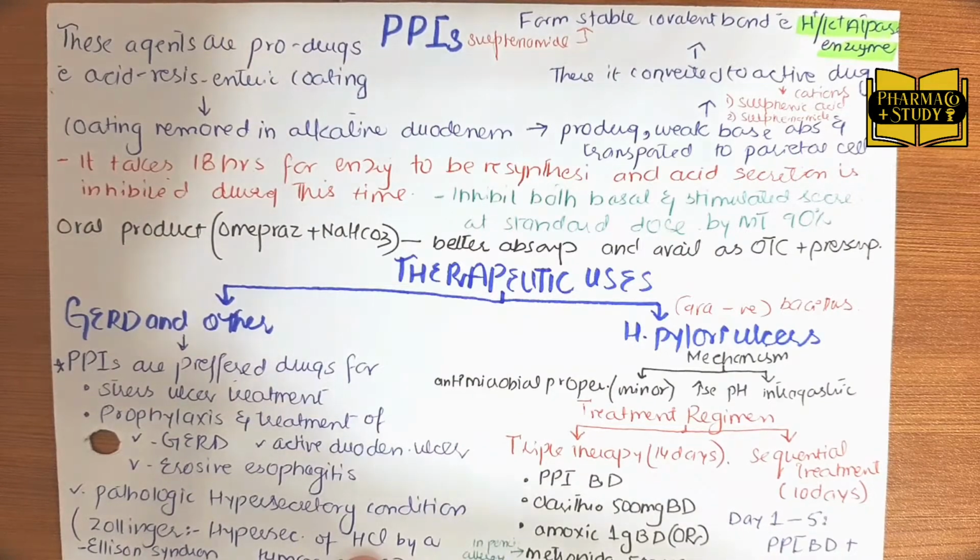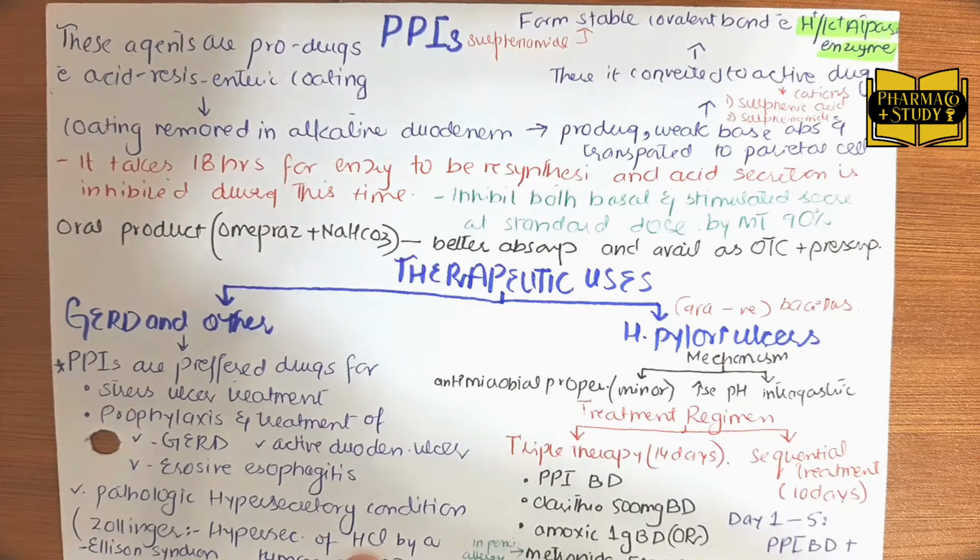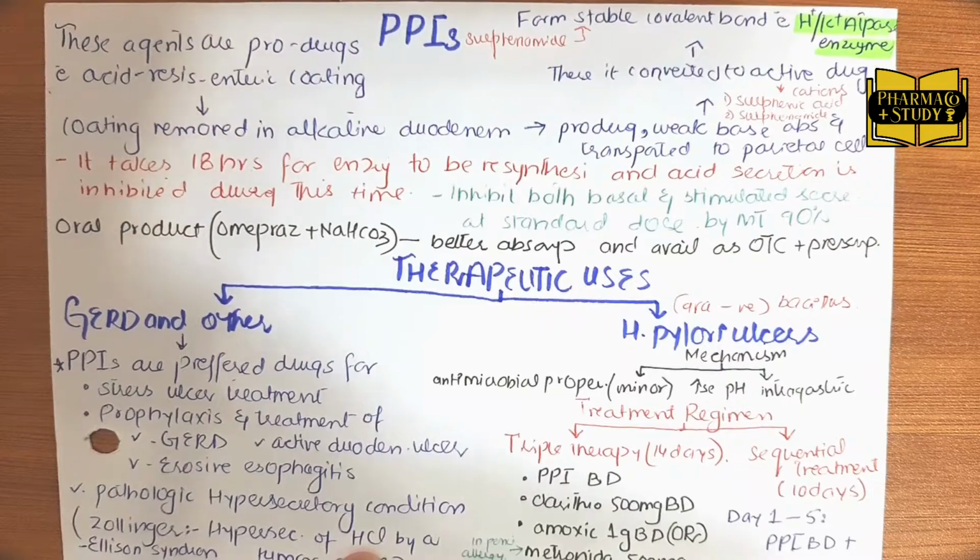As you all know, we have started the series on the gastrointestinal tract, and we have already completed the classification and the detailed topics of the antacids and H2 receptor antagonists. And here we are with the proton pump inhibitors. In today's lecture, we will discuss the clinical points of the proton pump inhibitors, which is very important.